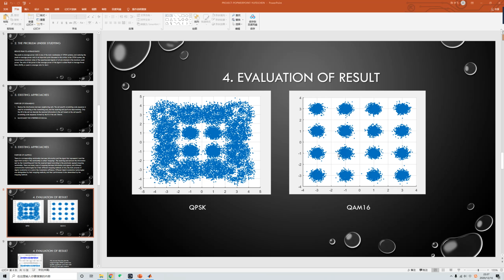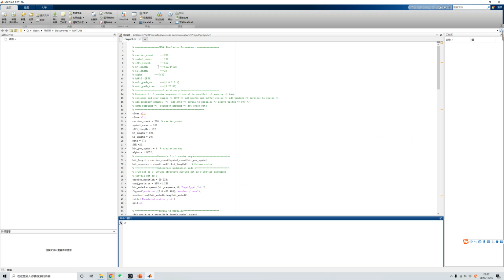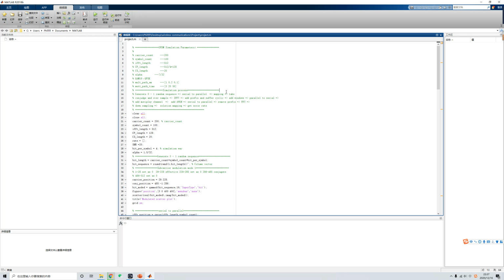Next I want to talk about my project results. Now I want to run my project. My project has some steps. I generate a 0 to 1 random sequence, then do a serial to parallel conversion, and next the mapping. Then I take the conjugate and oversample.